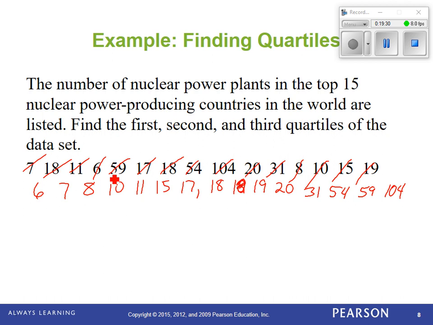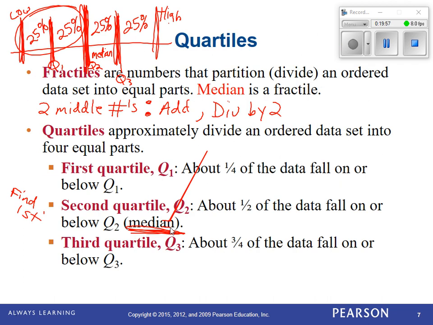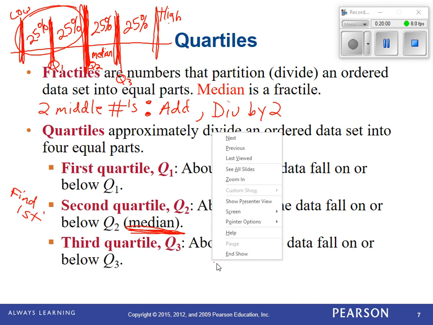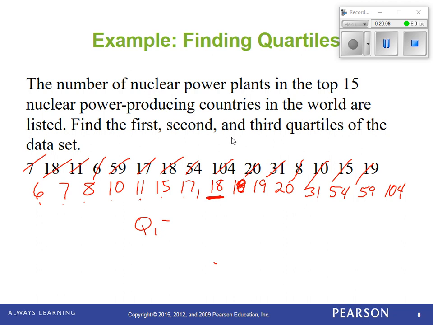So if there are 15 numbers, how are we going to find the middle? What's half of 15? 7.5. You can count in from both ends if that's what you do to find it, that's fine. But I just divide to get 7.5, that means 7, so I count over 1, 2, 3, 4, 5, 6, 7. So what's quartile 1? 18. Or quartile 2, not quartile 1, sorry. So quartile 2 is 18.